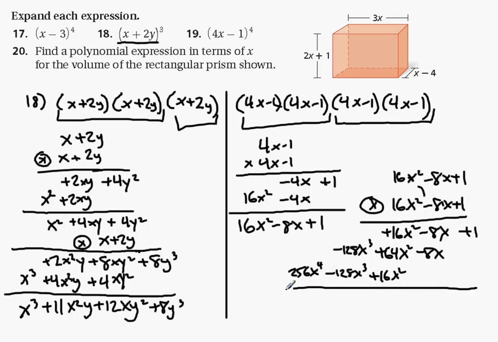Adding those columns, I get 256x to the fourth minus 256x to the third plus 96x squared minus 16x plus 1. And those are my answers then for number 18 and for number 19.